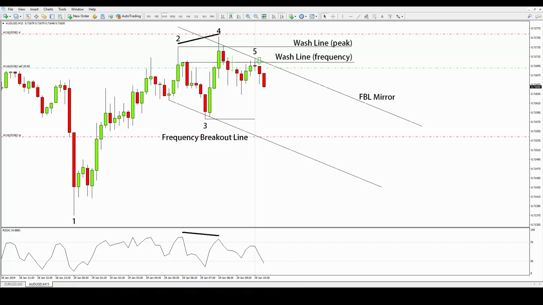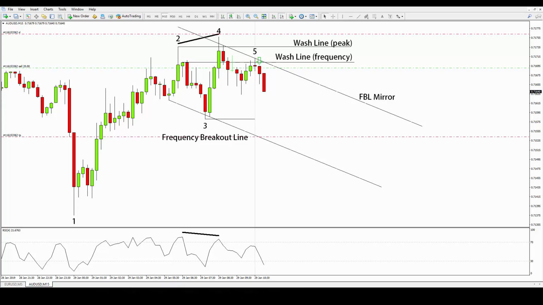Observe that both candle 4 and its adjacent candle have highs that touch the wash line derived from the peak of high number 2. If you really understand what's going on behind the curtains of price in this example, you could even use that second touch to the peak wash line to enter a short position, but that's too advanced, and there are easier ways to take advantage of this situation.